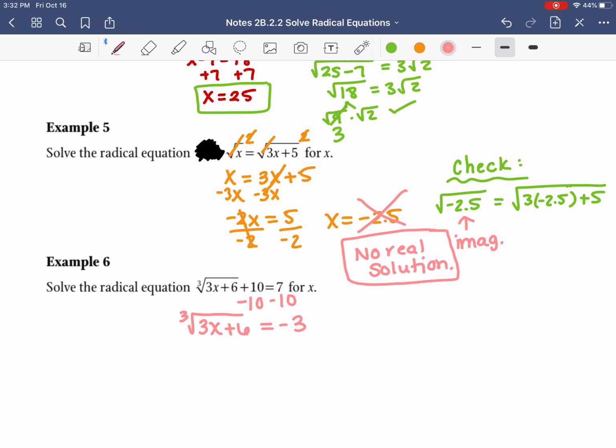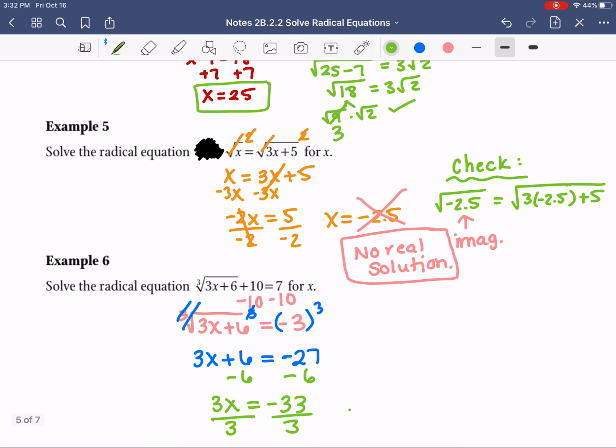All right, well, the way that we get rid of a cube root is we raise both sides to the power of 3. So cancel, cancel. So we get 3x plus 6 equals negative 3 cubed. So negative 3 times negative 3 times negative 3. That's going to be negative 27. There are no exponents or anything, so we can just solve by isolating our variable. I'm going to subtract 6 on both sides to get negative 33. Divide both sides by 3 to get x equals negative 11.